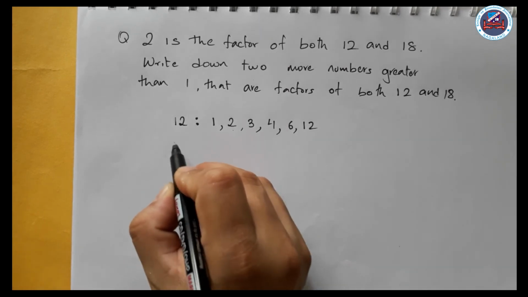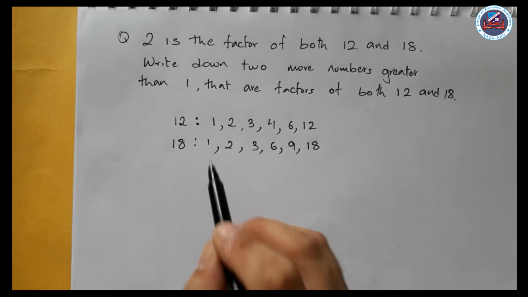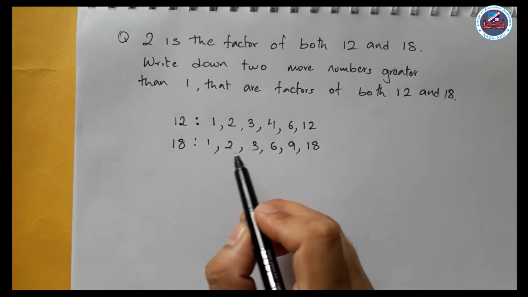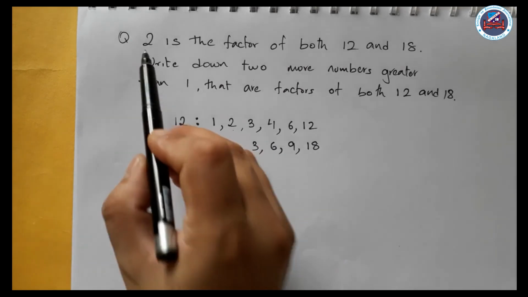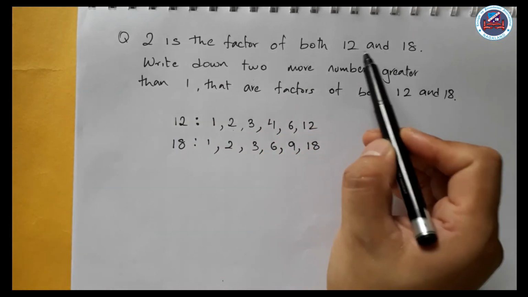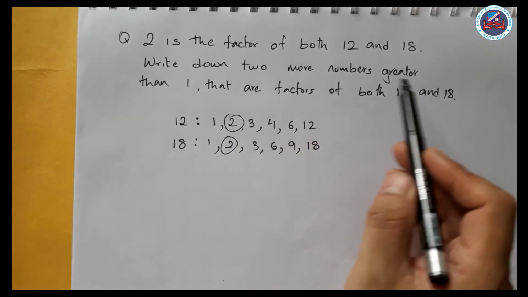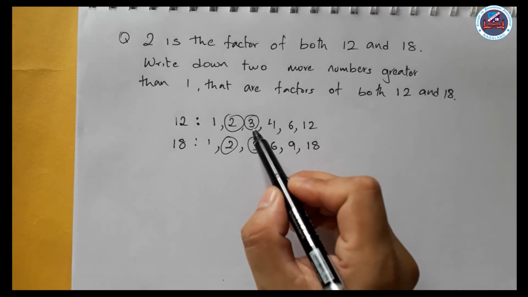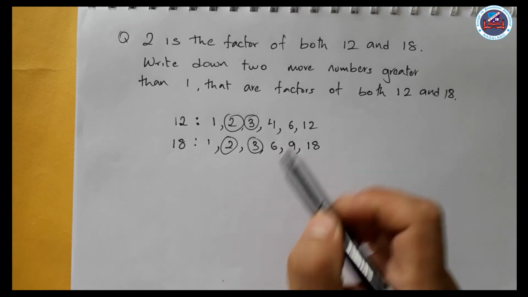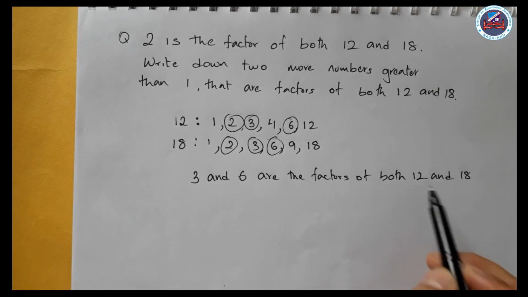Now let's see what are the factors of 18. I have written down the factors of 18. 1 into 18 is 18. 2 into 9 is 18. 3 into 6 is 18. In the question it is written 2 is a factor of both 12 and 18. So here we have 2 and 2. So 2 is a factor of both 12 and 18. Write down 2 more numbers greater than 1 that are factors of both 12 and 18. So if you look here, 3 is present in both the numbers, and also 6. We can say 3 and 6 are the factors of both 12 and 18.